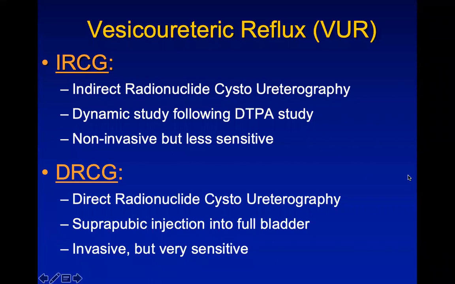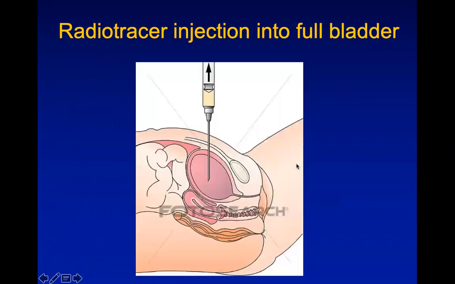Now what happens here is there is no IV injection involved. We inject the tracer suprapubically into the full bladder. Yes, it is invasive, but it is very, very sensitive. So this is how it is done. You hydrate the patient, ask the patient to drink water, cold drinks, tea, coffee, whatever. Palpate the bladder till you can palpate it. In a thin-built patient, it shouldn't be a problem. In children, it's hardly ever a problem.